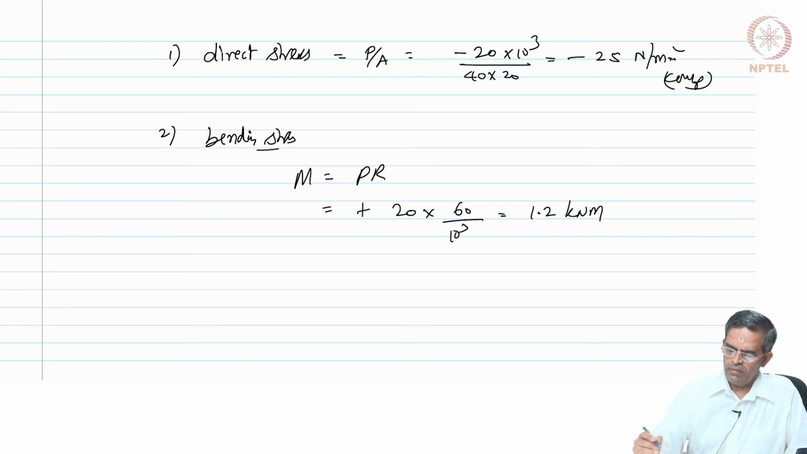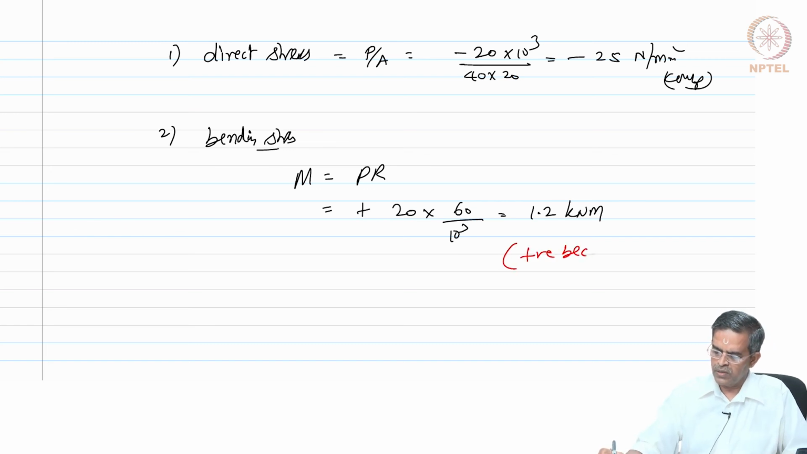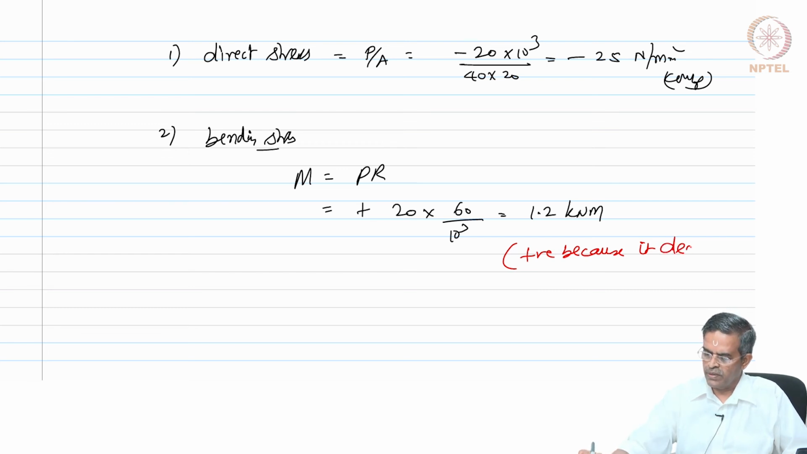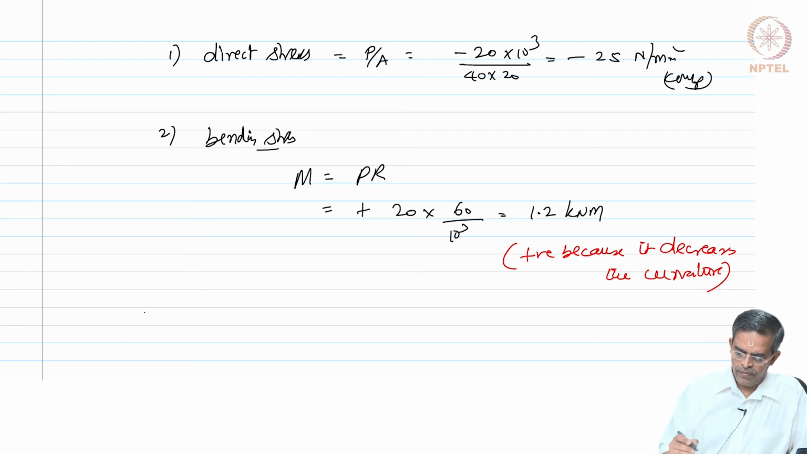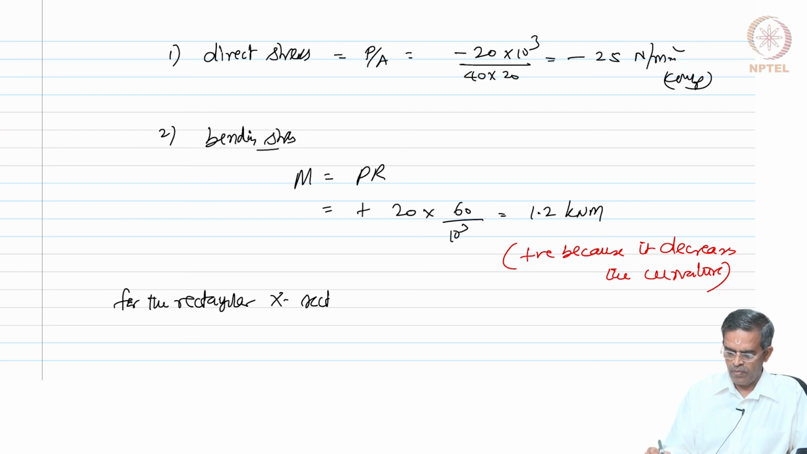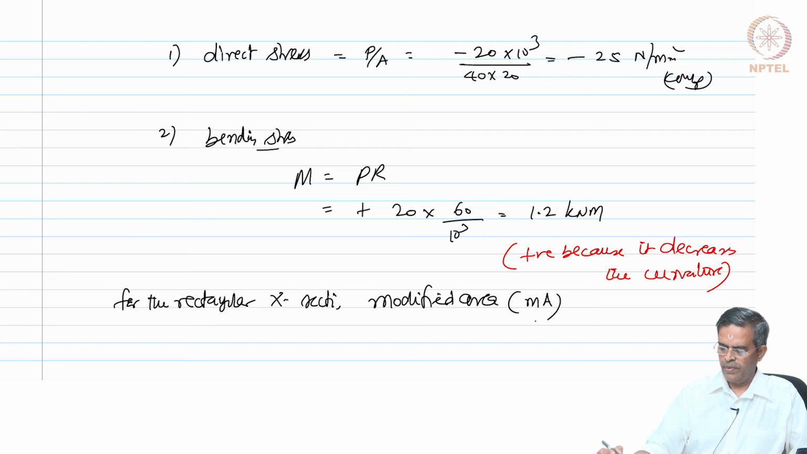Why is it positive? The moment is positive because it decreases the curvature. That is the reason. Now, we want to find, for the rectangular cross section, what is the modified area, m.